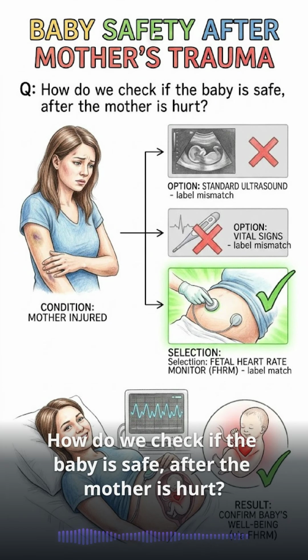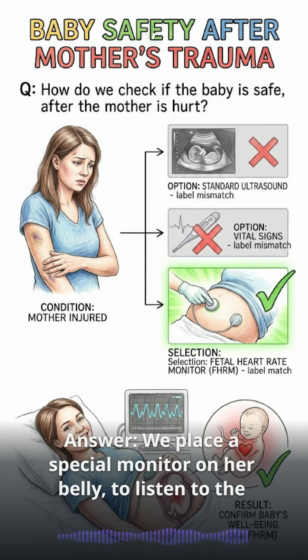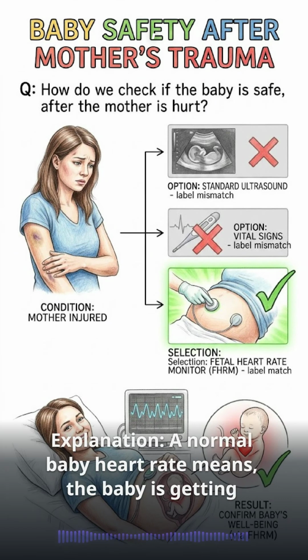49. How do we check if the baby is safe after the mother is hurt? We place a special monitor on her belly to listen to the baby's heart. A normal baby heart rate means the baby is getting enough oxygen to live.